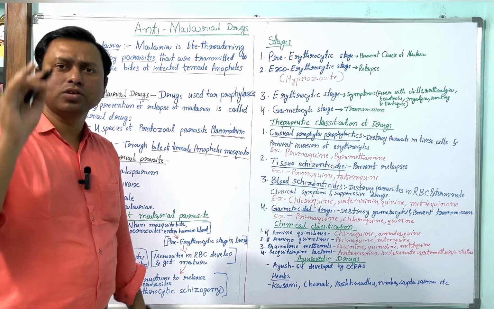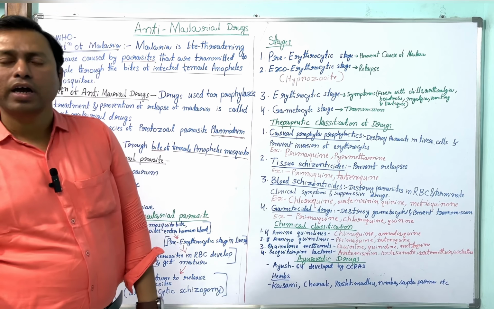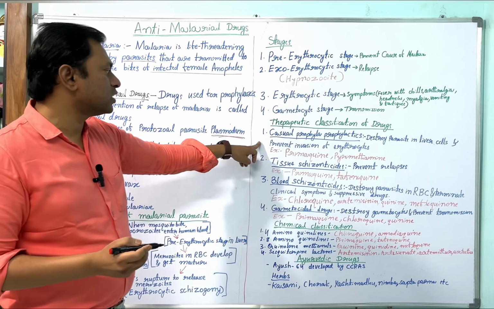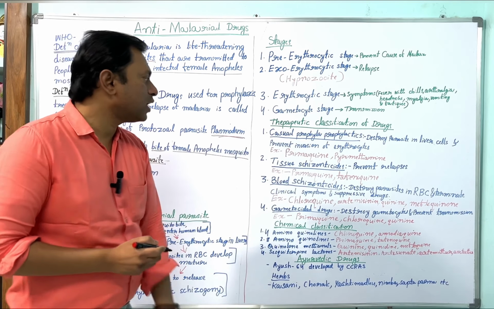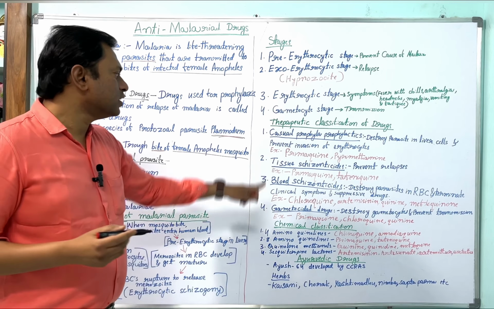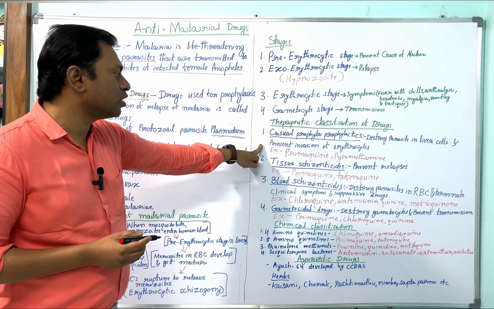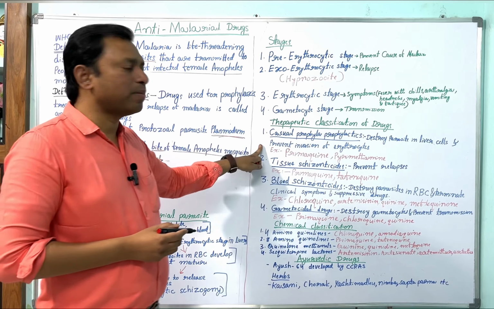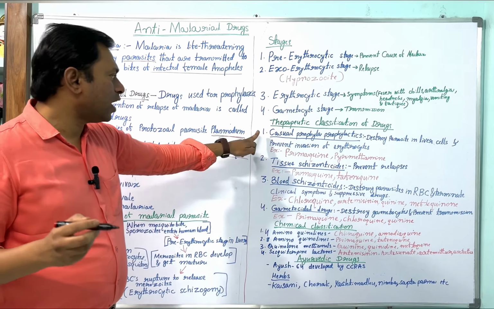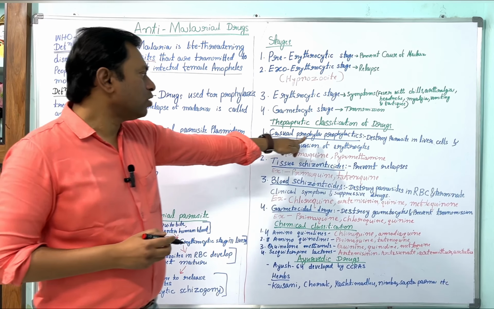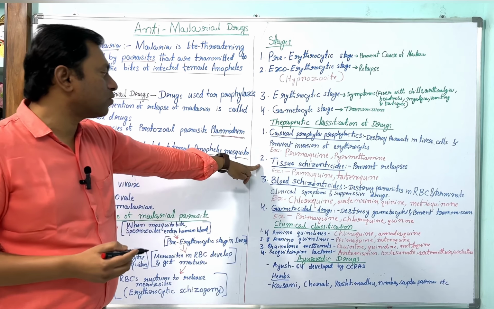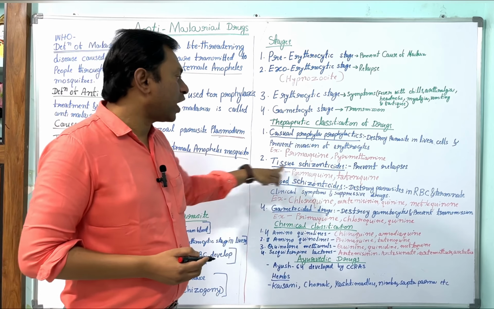In this stage, you can destroy the parasite before entering into the RBC. You can prevent the invasion of the erythrocytes. What are the drugs we are using? Primaquine and pyrimethamine. These drugs are helpful in treating as causal prophylactic drugs.